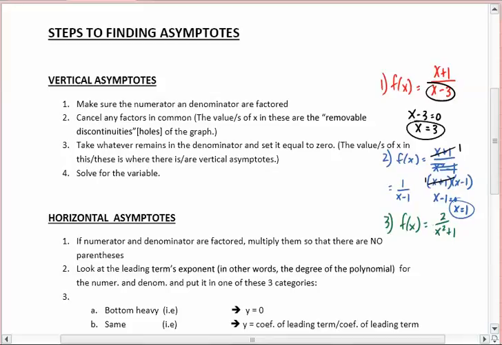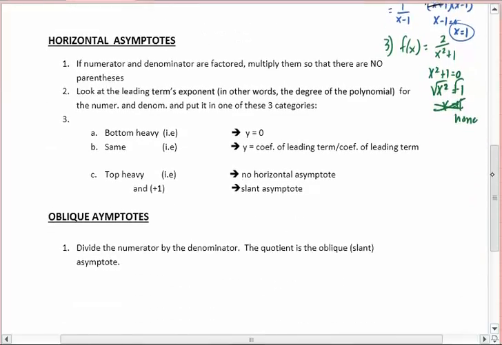All right, this last example. Make sure the numerator and denominator are factored. They are factored. X squared plus 1 does not factor. Cancel any factors in common. Take whatever remains in the denominator, set it equal to 0, and solve for the variable. I have x squared equals -1. When I take the square root of both sides, I get plus or minus i, which means there are no vertical asymptotes on this one. All right, let's move on to horizontal asymptotes.